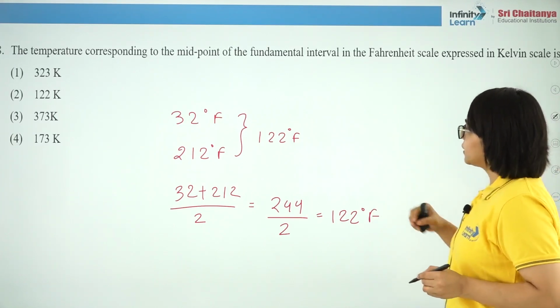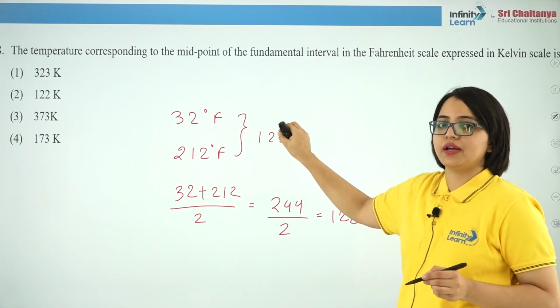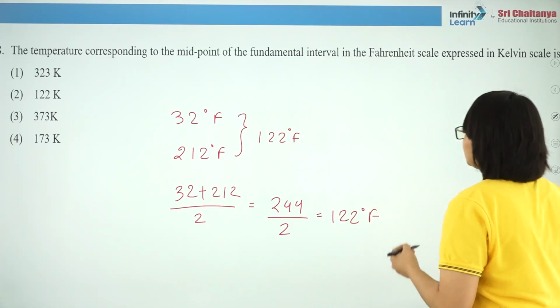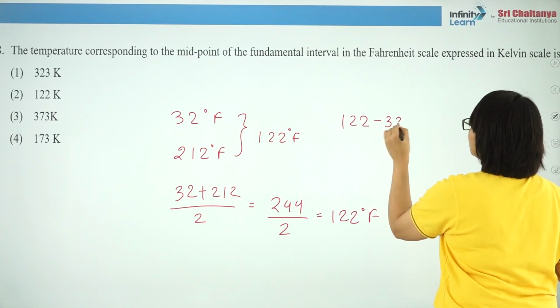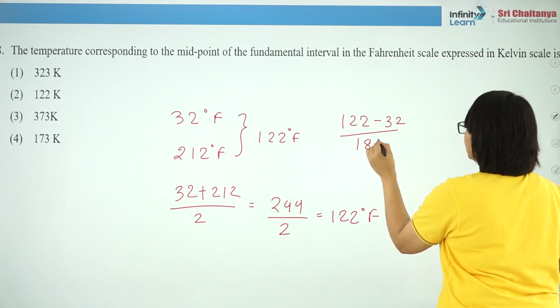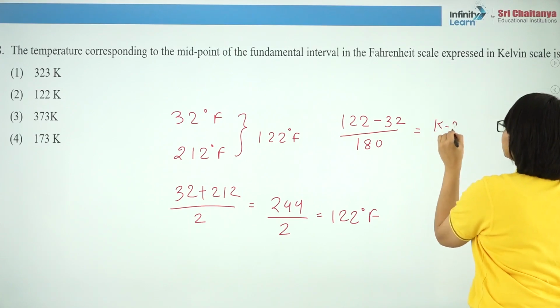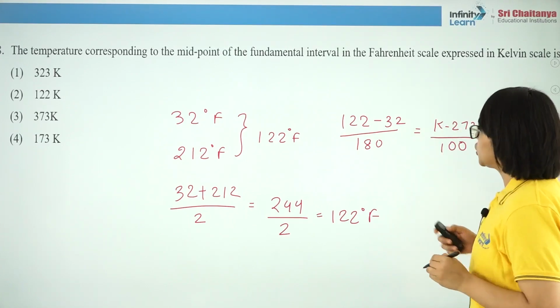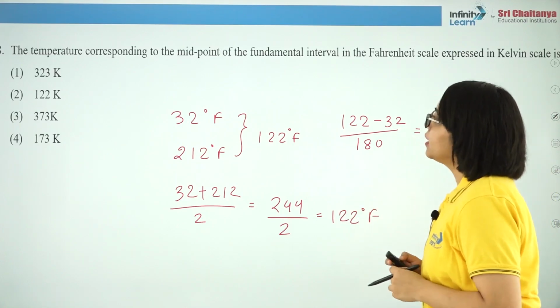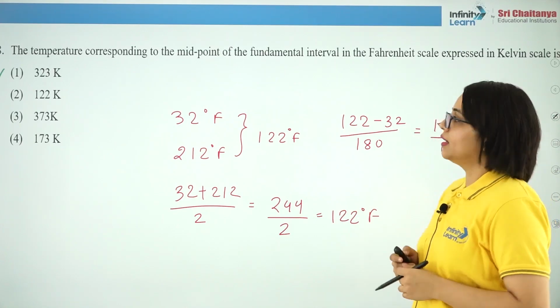Now, we need to express this 122 degree Fahrenheit in Kelvin scale, right. So, it will be (122 minus 32) divided by 180 is equal to (K minus 273) divided by 100, and solving this equation you will get the value of K is 323 Kelvin.